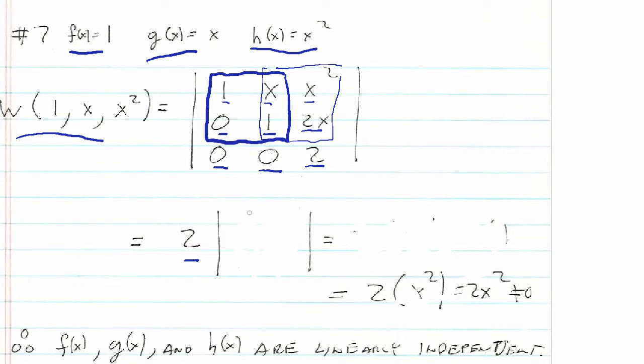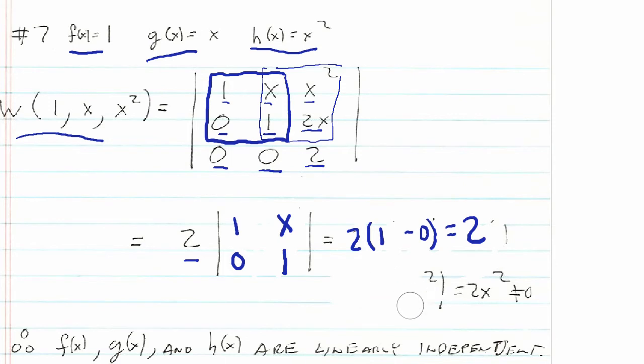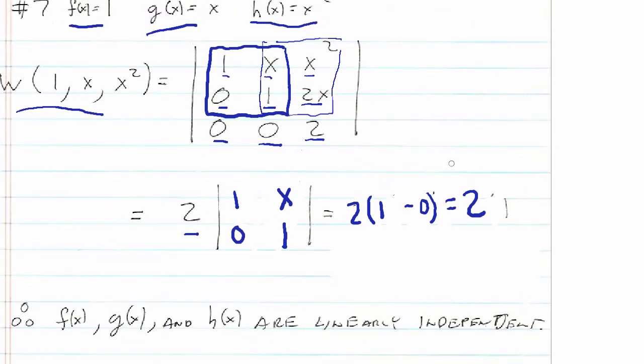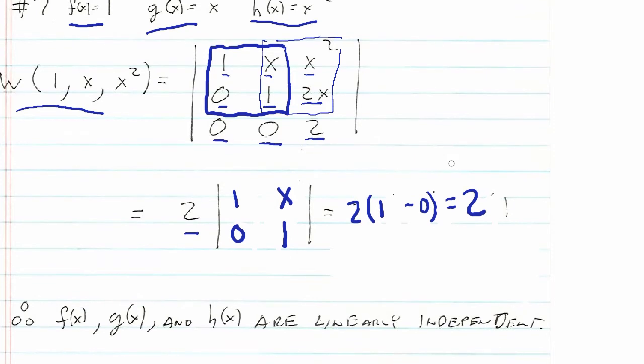So what we need here is to put a 1, an x, 0, and a 1. So the determinant of this matrix is just essentially 2 times 1 minus 0. So that's 2. Now that is not 0. And since that is not 0, we can conclude that the functions in question, since they are analytic, are in fact linearly independent functions over the real line, minus infinity to infinity.